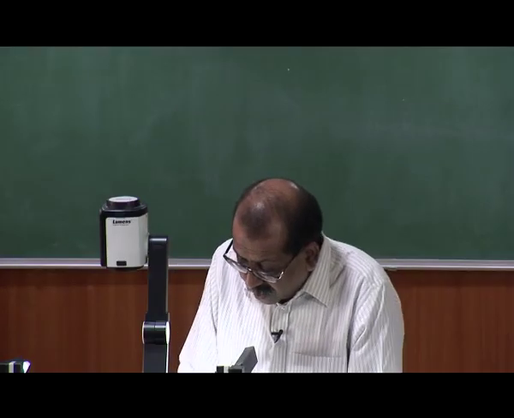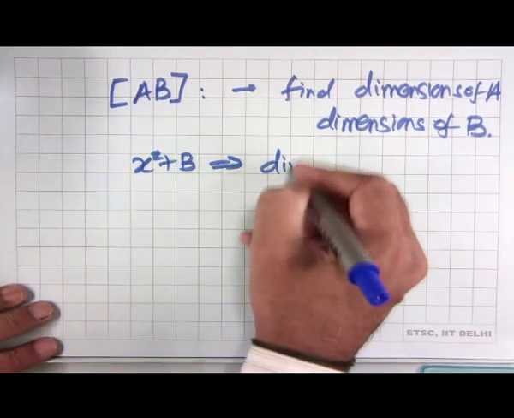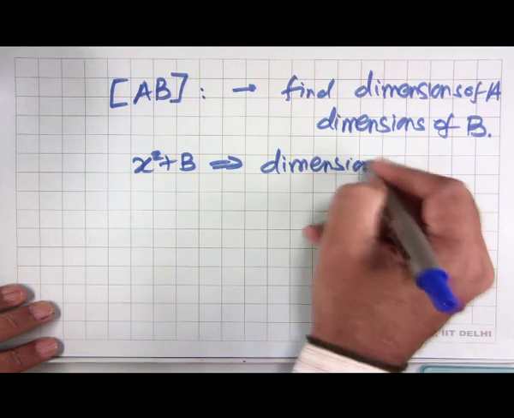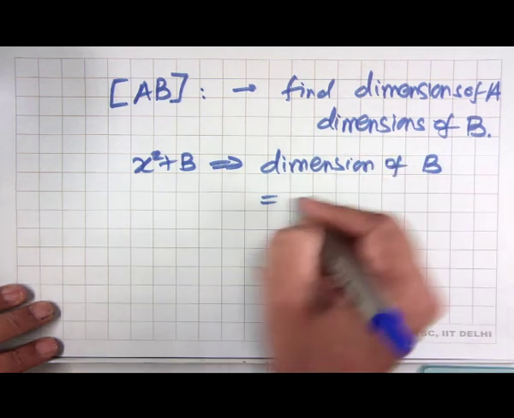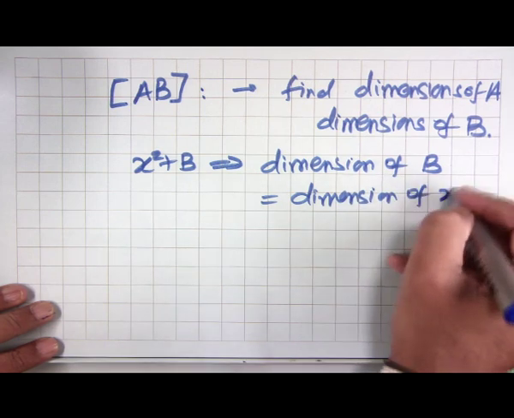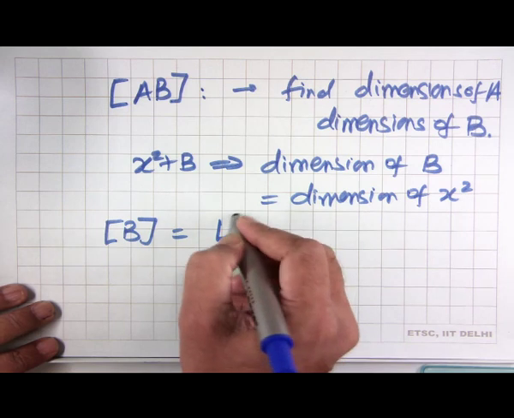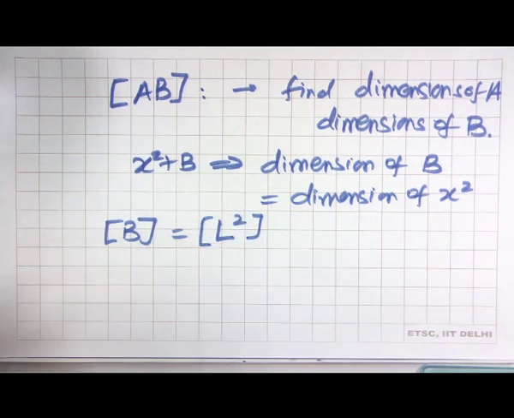So because we have x square plus b, this implies dimension of b is equal to dimension of x square. So this means dimension of b will be equal to L square, because x is a distance, it is given distance x from origin. So therefore it is length.